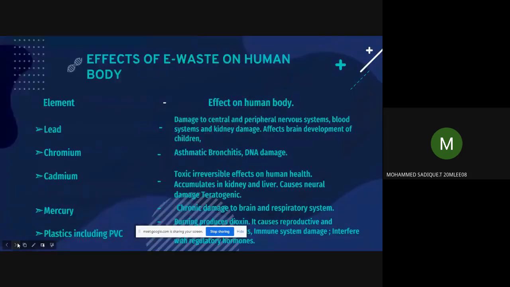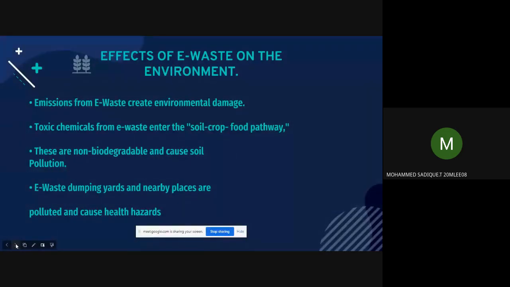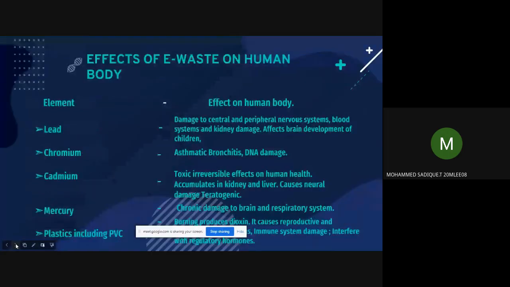Toxic chemicals from e-waste enter the soil-crop-food pathway; the soil is contaminated, and it will harm the crops and food also. They are non-biodegradable and cause soil pollution. Then e-waste dumping yards and nearby places are polluted and cause health hazards. The people who live near the yard suffer chronic illness and other health problems. E-waste is dumped in water bodies such as the sea, causing problems for aquatic life and aquatic plants alike.